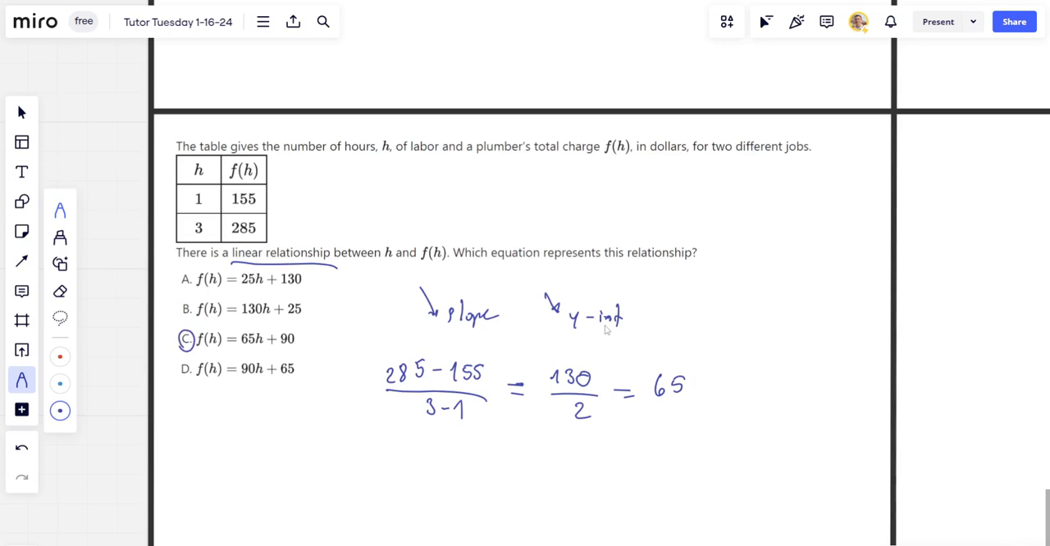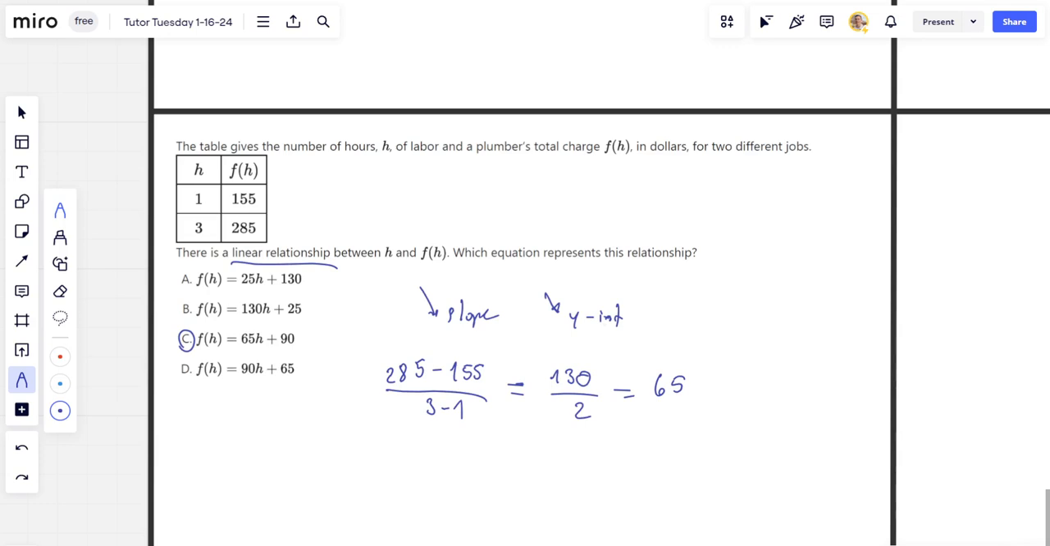You can also check the y-intercept. The y-intercept is when h is equal to 0. We don't really have that data point in our table, but if we work backwards, we go back 1, then due to our slope of 65, the 155 would become 90.